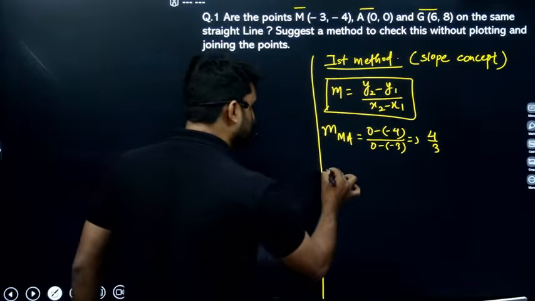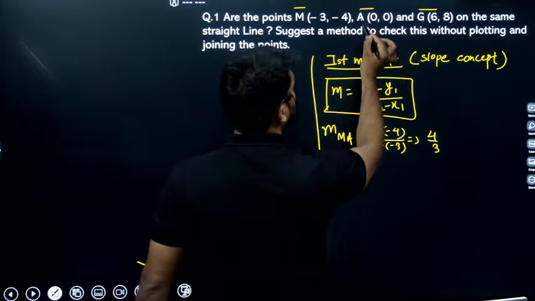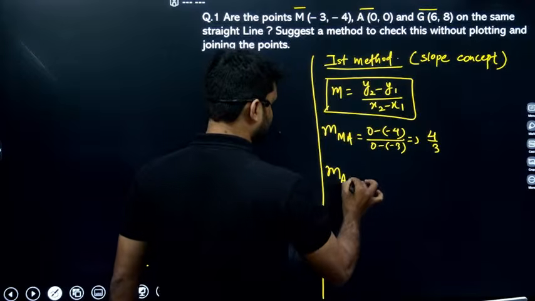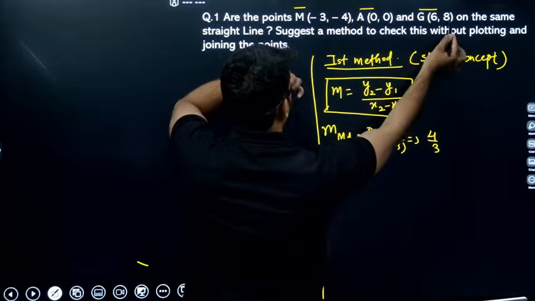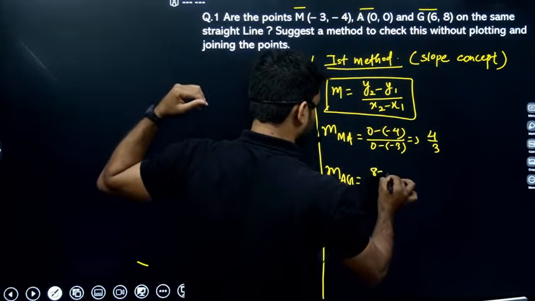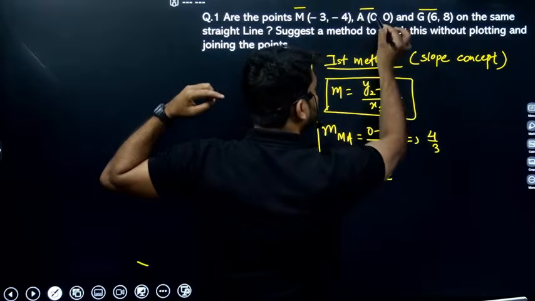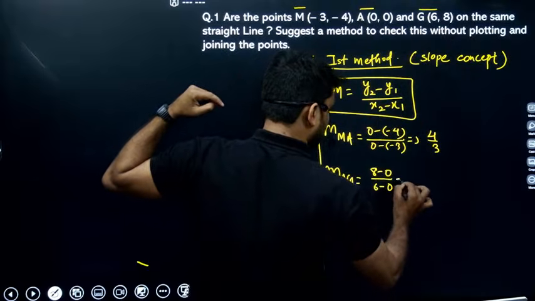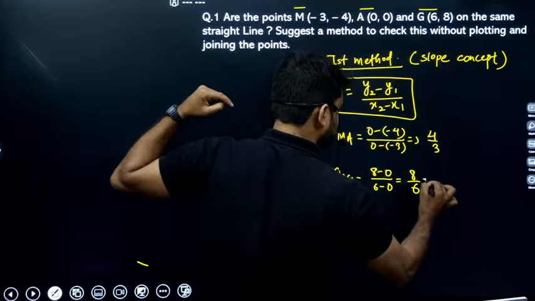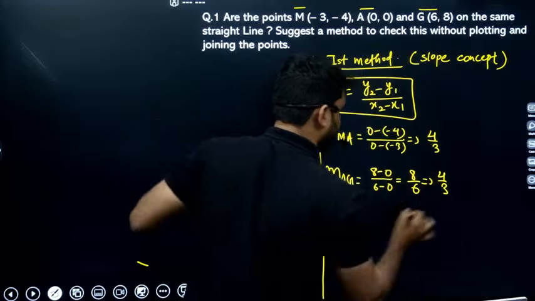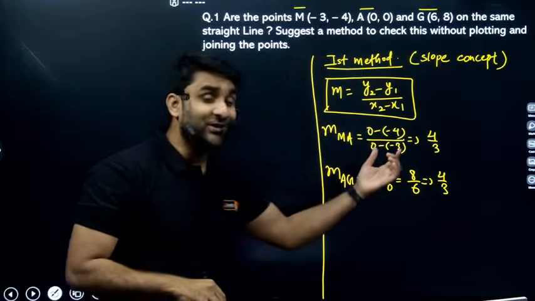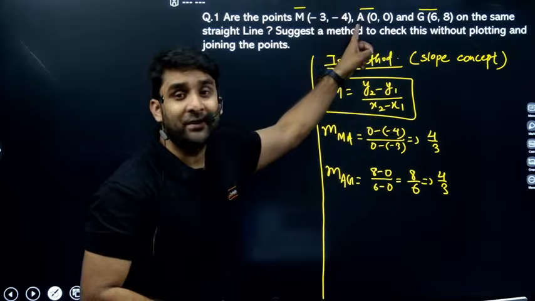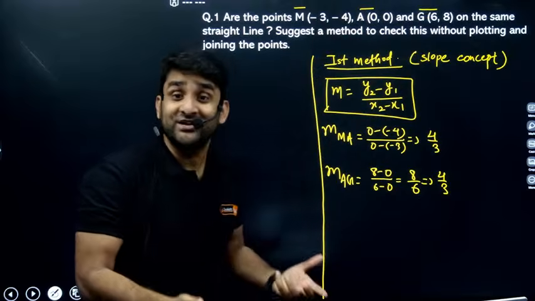Now find the slope between point A and G. So what will be the slope, guys? y2 8 minus 0 divided by x2 6 minus 0. So we have 8 divided by 6, and 8 divided by 6 will be 4 by 3. Wow, my dear champions, the slope of MA and the slope between AG is the same.